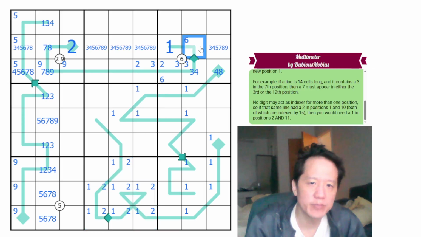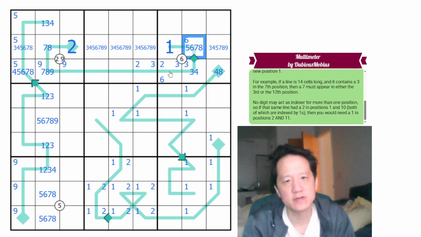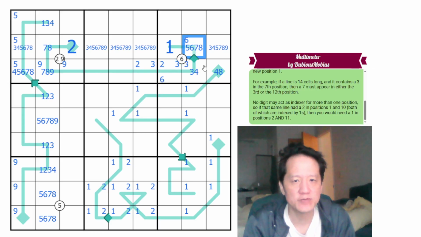This 1 cannot be in the 4 position. It could be 5, 6, 7, or 8. So this is 5, 6, 7, 8. No, not 8. 5, 6, or 7. So 1 has to be one of these 3 cells because it cannot be any of these. I guess it could be 4. So 4 is also possible. This is 4, 5, 6, 7.